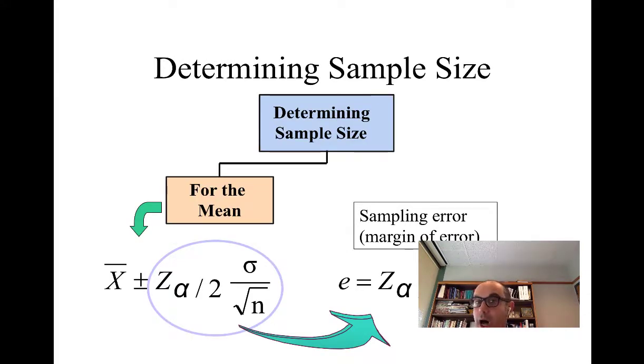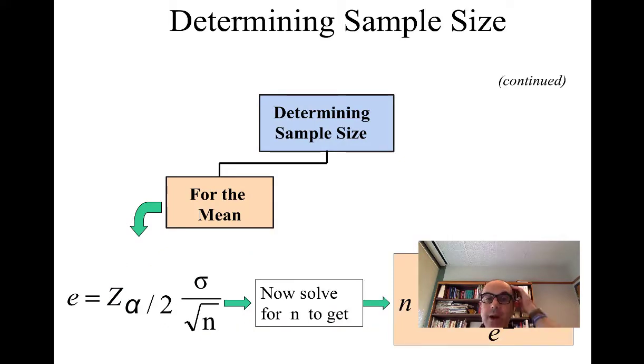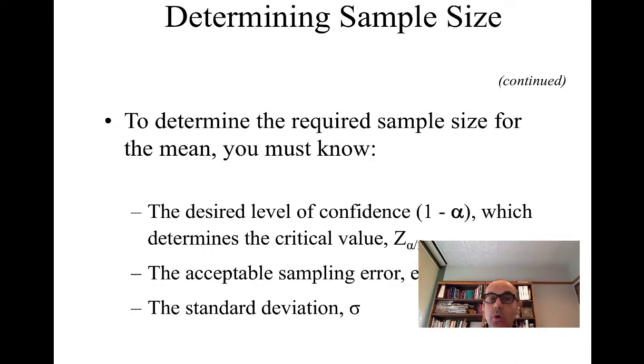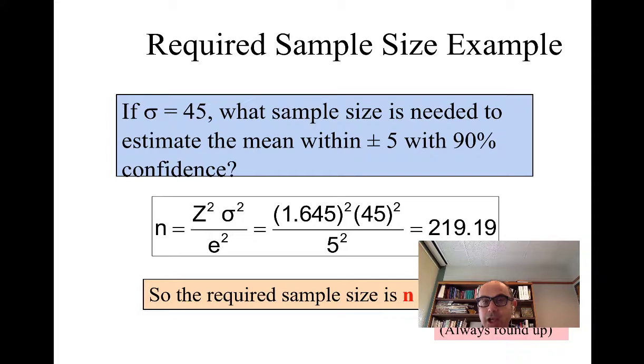So when you are determining the sample size for the mean, this is the formula that we calculate, and this is what we come up with. To determine the required sample size for the mean, you must know, again, the desired level of confidence, which determines the critical value of z, the acceptable sampling error, and the standard deviation.